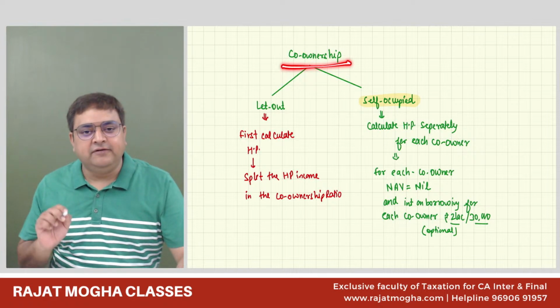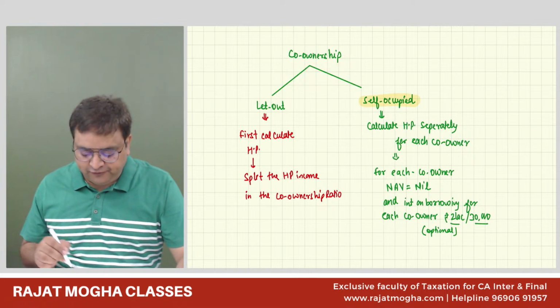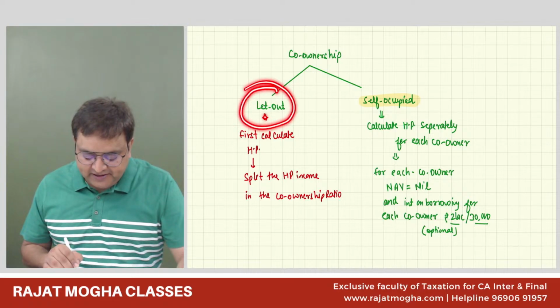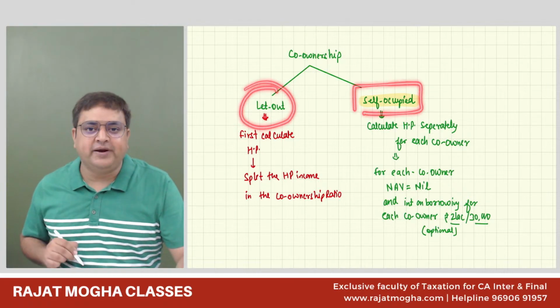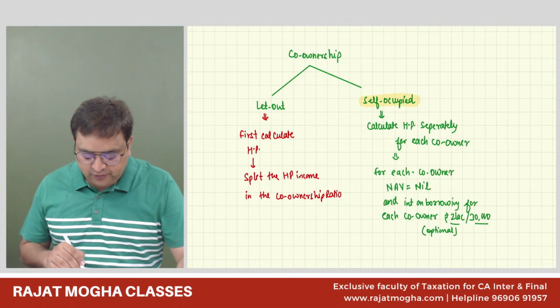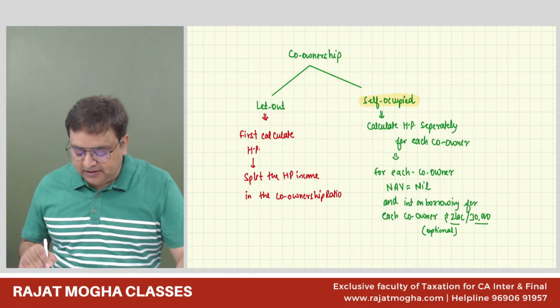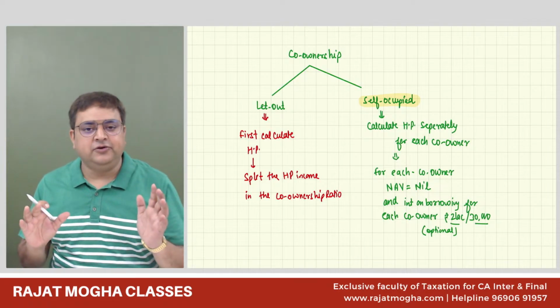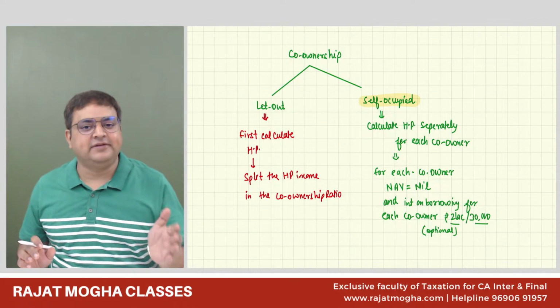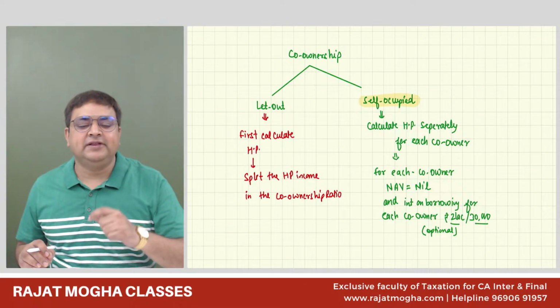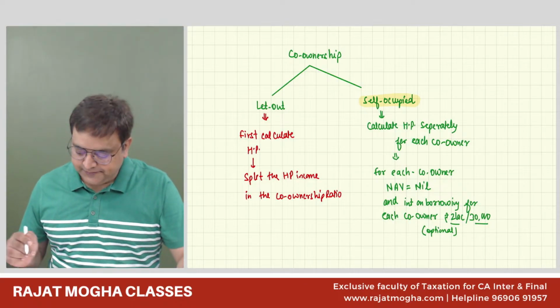Now, first of all, whenever there is a question of ownership, you have to first determine whether the property is let out, whether the property is self-occupied. If it is let out, first calculate HP, then split. If the property is self-occupied, then first of all, you have to split. You have to calculate for each co-owner separately. So let us see in this question whether the property is self-occupied or let out.